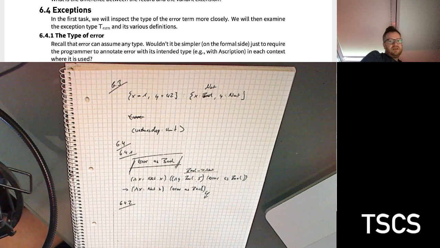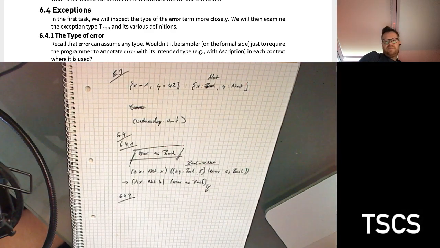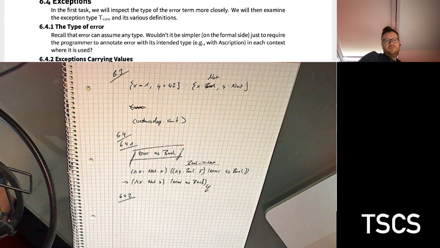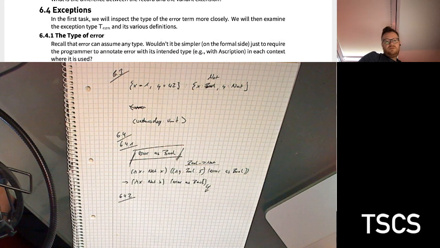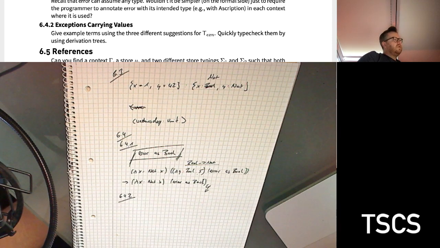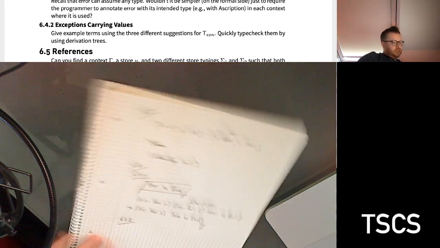So let's look at the second part of the exercise. So the second part says, is that here? Oh, I have to scroll that up. This would be interesting. I have to really tighten this a bit. Okay. So give examples using the 3 different suggestions for t-exception. Quickly type check them by using derivation trees. So let's just do that.